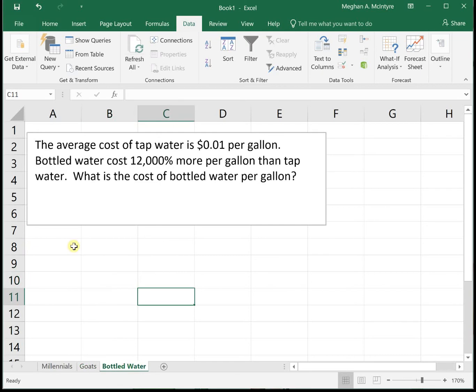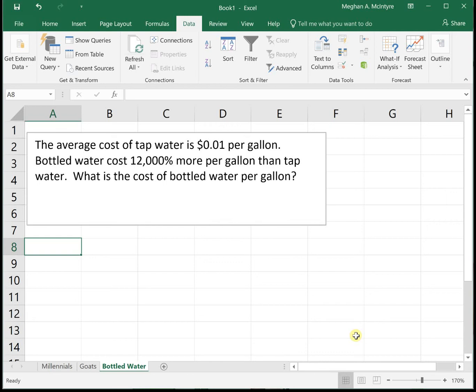Last example for this video. It says the average cost of tap water is $0.01 or 1 cent per gallon. Bottled water costs 12,000% more per gallon than tap water. What is the cost of bottled water per gallon?